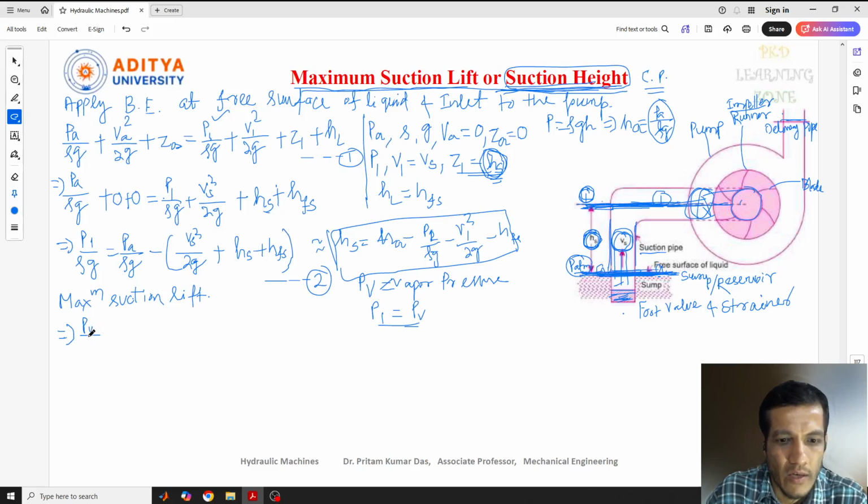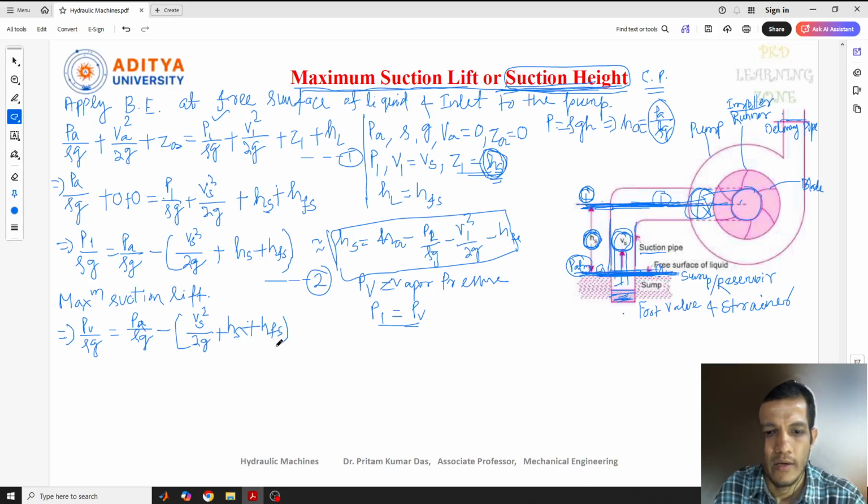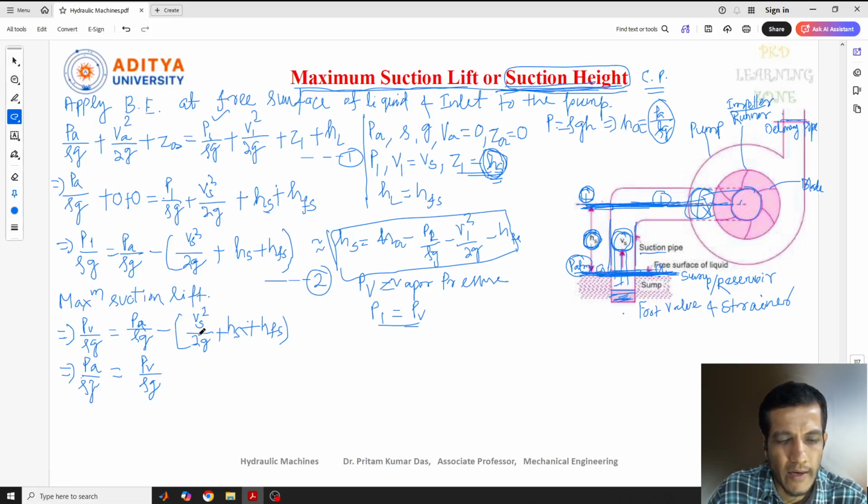So here I can write PV by rho G, and this is equal to PA by rho G minus Vs square by 2G plus Hs plus HFS. This is our normal equation. Now I'll keep the PA by rho G on one side. PA by rho G equals PV by rho G, and the minus goes to the other side, so it becomes plus: Vs square by 2G plus Hs plus HFS.